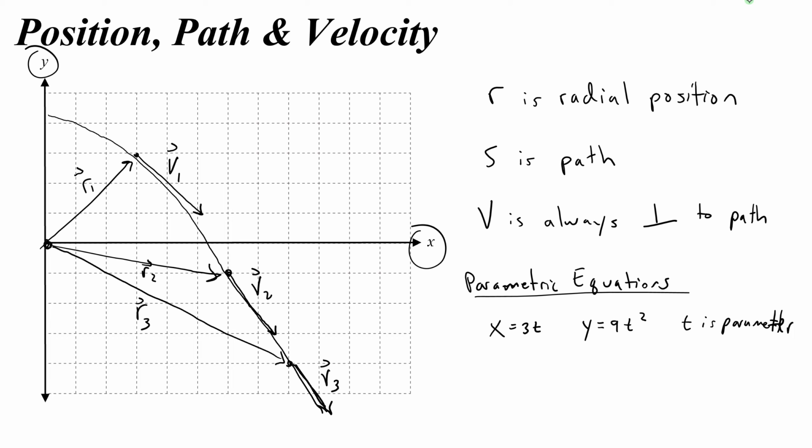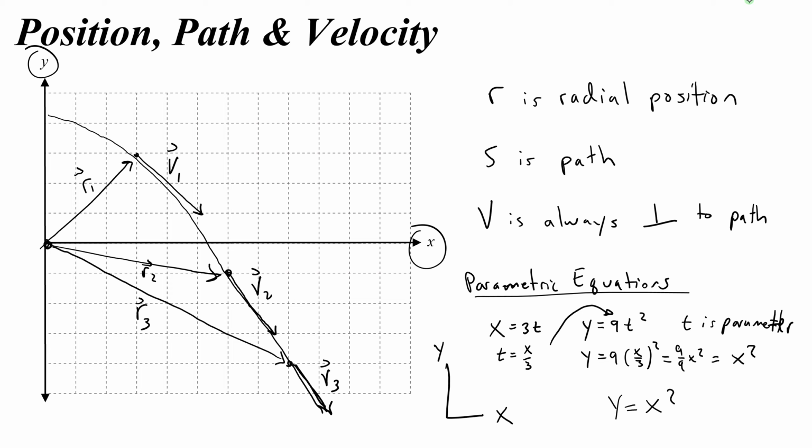And if we wanted to graph y versus x, not x versus t or y versus t, then we would need to solve these parametric equations to get y equals blah blah blah x. The best way to do that would probably be substitution. This one's really easy. I would say t equals x over 3, and then substitute that in. So I get y equals 9 times x over 3 squared, which would be 9 over 9 x squared, or just x squared. So if I wanted to graph this picture, it's just y equals x squared.